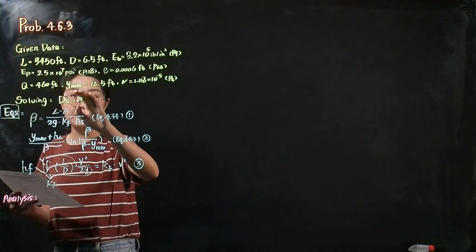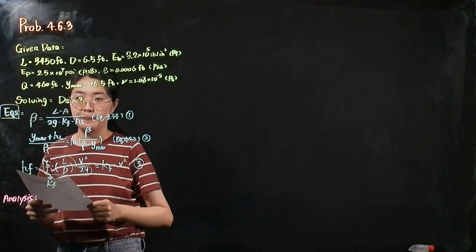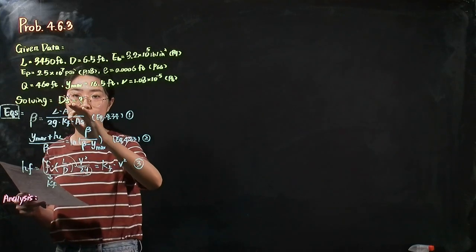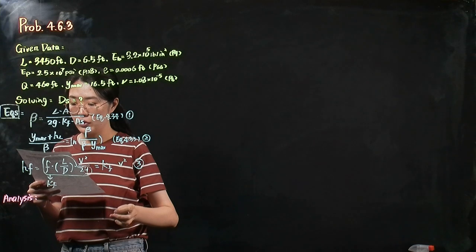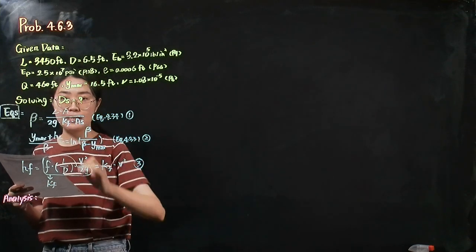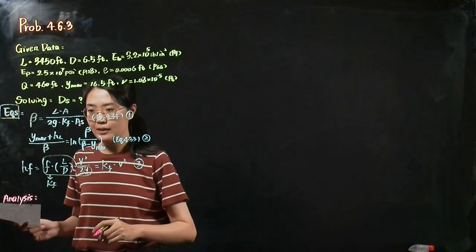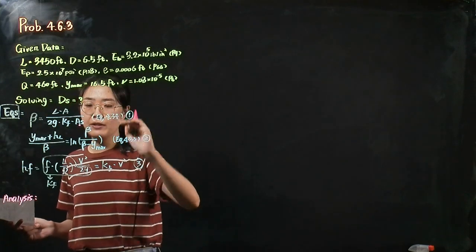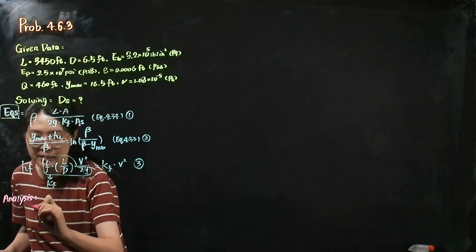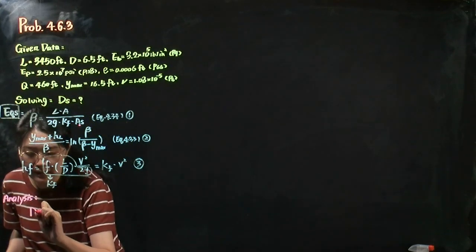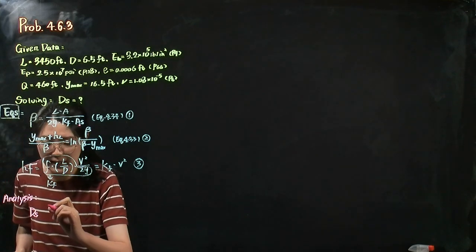Therefore, the Y max equals 16.5 feet. We want to calculate the diameter of the surge tank, which is represented by D sub S. Let's analyze the unknown and the given information before we solve the problem. In this problem, it asks us to calculate D sub S, which is the diameter of the surge tank.